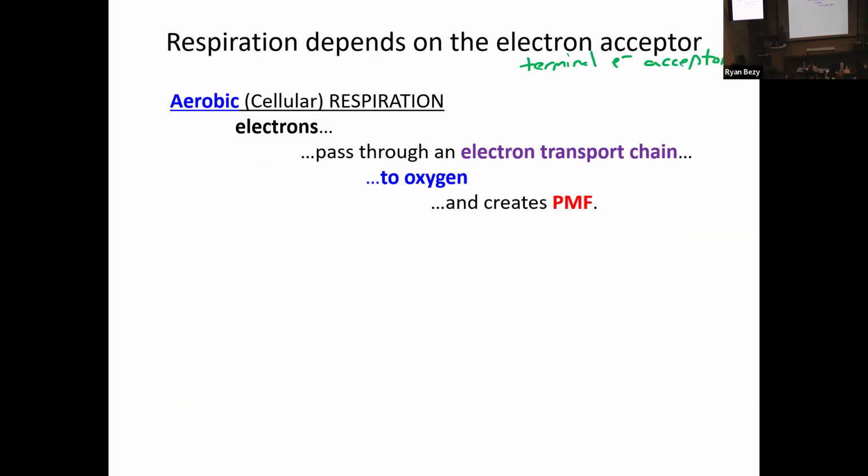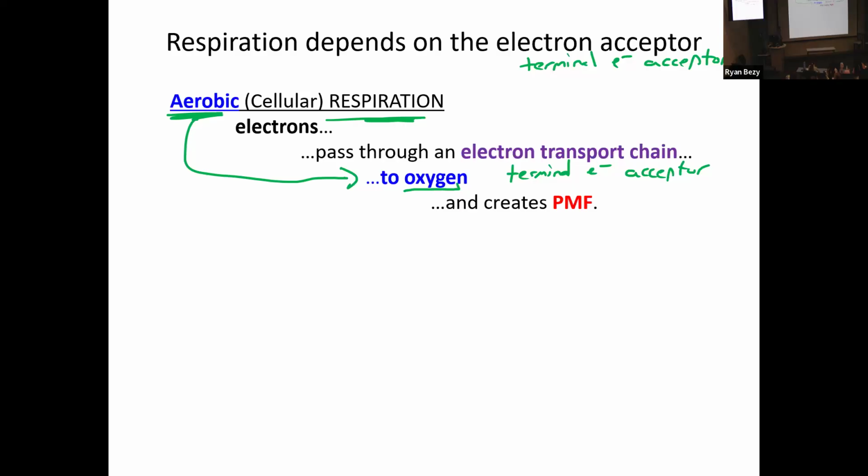In aerobic respiration, which is basically cellular respiration, electrons get passed through an electron transport chain. The electron transport chain makes the proton motive force, but then they get passed to oxygen as the terminal electron acceptor. Aerobic respiration refers to oxygen being used as a terminal electron acceptor at the end of the electron transport chain.